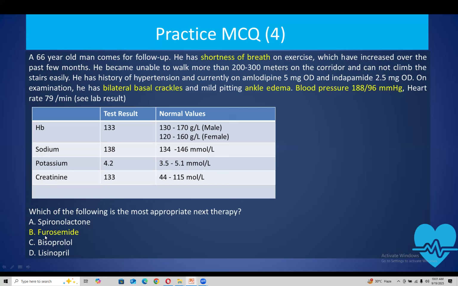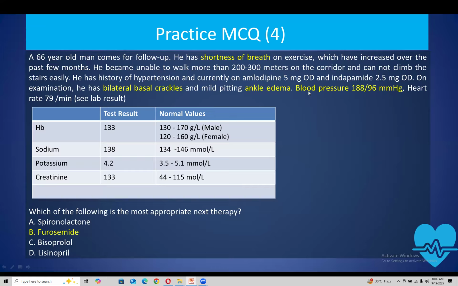The correct answer is furosemide. This patient has volume overload because he has shortness of breath, he has bilateral basal crackles in the lungs, and he has ankle edema. So this volume overload should be addressed as soon as possible. Although he is also taking indapamide, which is a thiazide-like diuretic, it is not so useful for decreasing volume overload. Loop diuretics like furosemide are better in decreasing the volume overload.